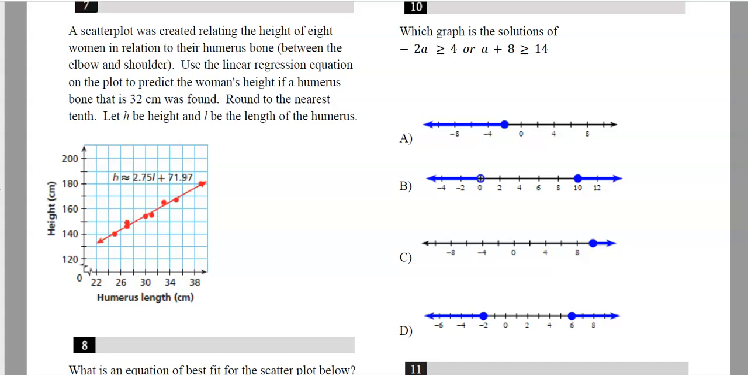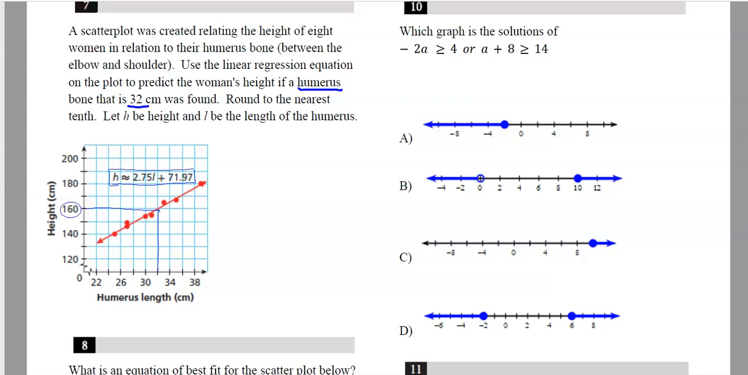But somebody's done a scatter plot. Somebody's done the regression. We actually have an equation here that was built that we can use. It says to use the linear regression equation to predict the woman's height if the humerus was 32. So the humerus is 32. As a guess, when I look at the chart, it looks like we're going up by 2s on the scale. So 32 would be right here, and I'm predicting it to be somewhere around 160.